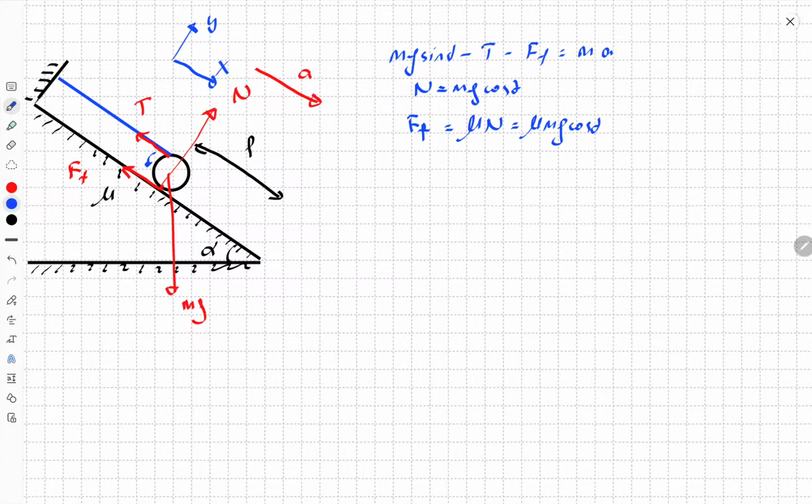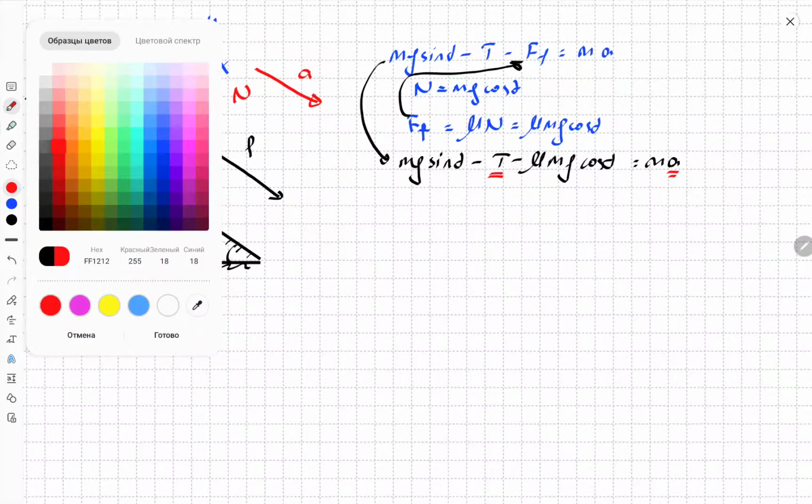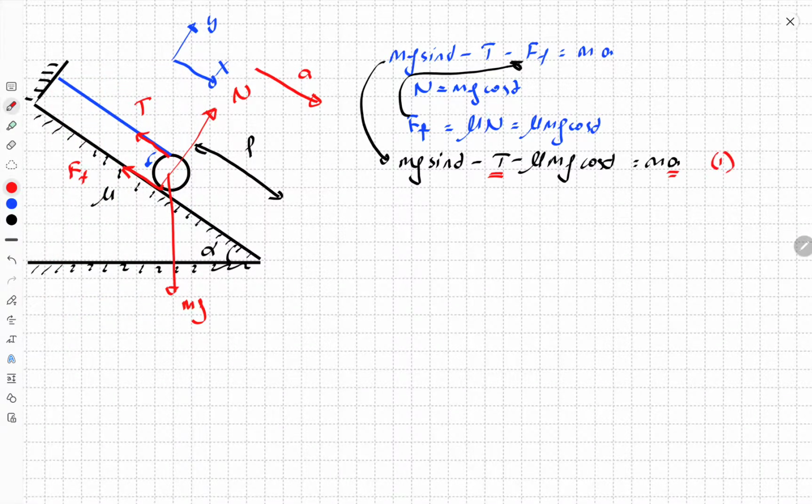So let's use these equations and see what we can get. Here let me substitute the friction force into the first equation. So mg sine alpha minus tension minus mu mg cosine alpha equal to ma. So here we have unknown tension, unknown acceleration, and we have only one equation.